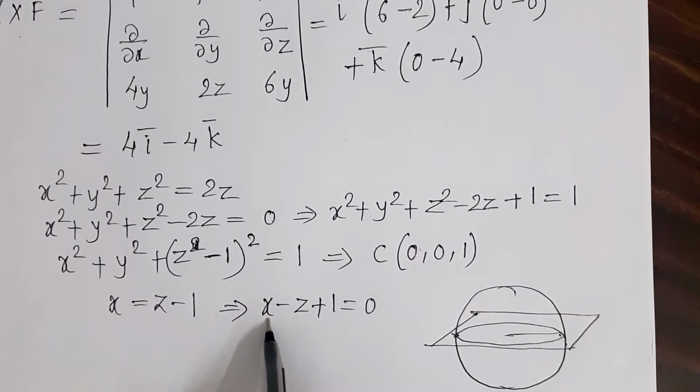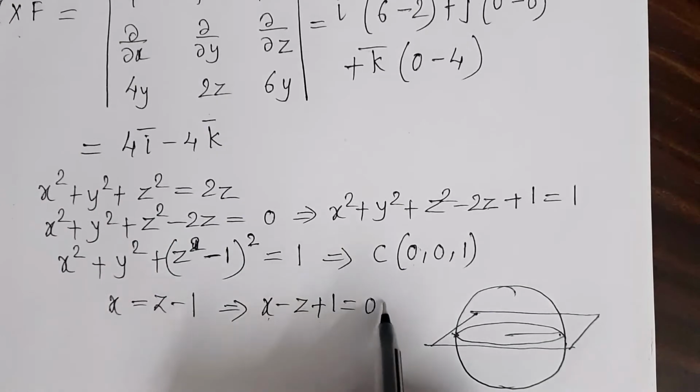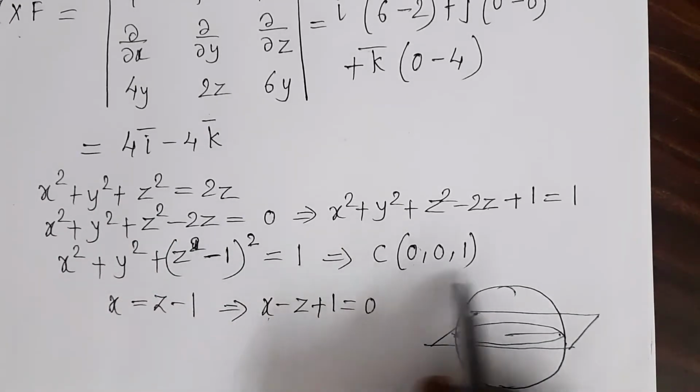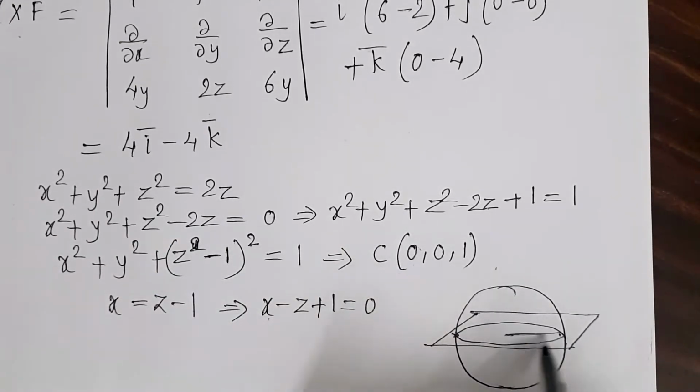X is equal to 0, then y is not present, z is equal to minus 1, plus 1, it is equal to 0. So it satisfies, 0 is equal to 0. If it satisfies, what does it mean? The center satisfies the equation of the plane, which means that the circle formed by this sphere has the same radius as the sphere. So it forms a great circle.